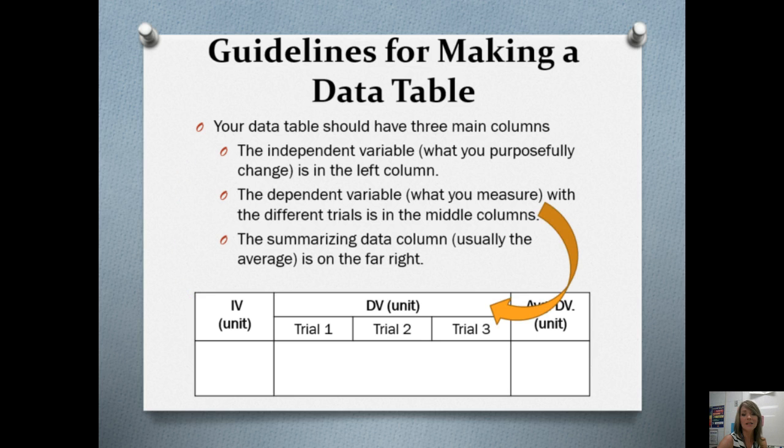The second thing is going to be the dependent variable, and the dependent variable is going to go into this middle section, and it's going to be the biggest because the dependent variable is what you measure, and when you measure the dependent variable you have to do several trials for a valid experiment. So you're going to need to subdivide that big main middle column into how many trials that you did. In this data table, 3 trials were done. And then the last is going to be the average of the dependent variable with the unit, also called the summarizing data column. That's going to go on your far right.